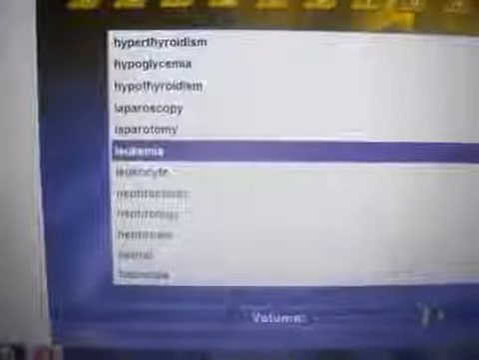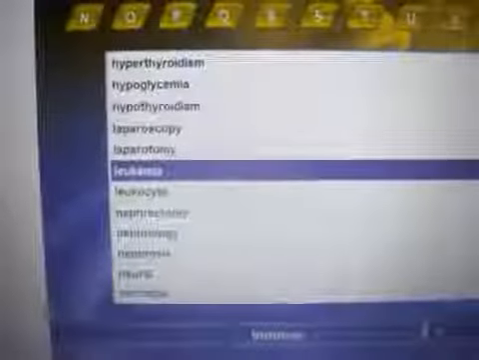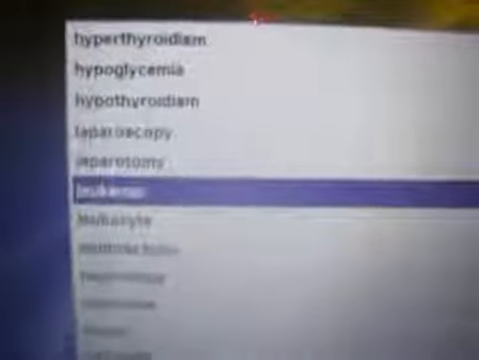Leukemia. Leuko, L-E-U-K-O, means white. Leukemia is a blood disease characterized by overproduction of cancerous white blood cells. These immature abnormal cells are produced in the bone marrow and block the production of normal white blood cells, red blood cells, and clotting cells. Leukocyte. A leukocyte is a white blood cell.